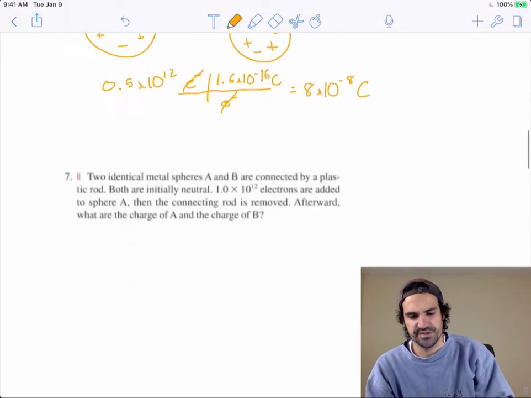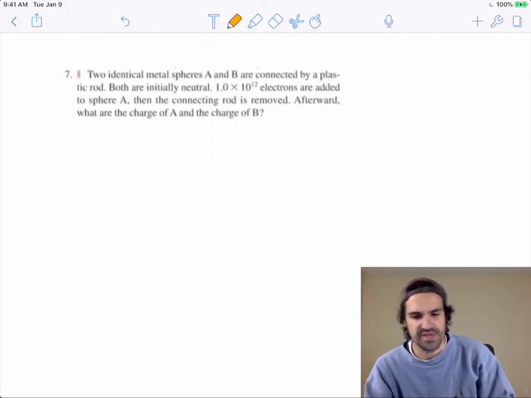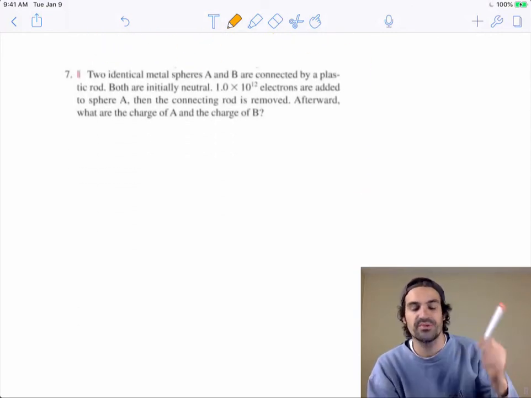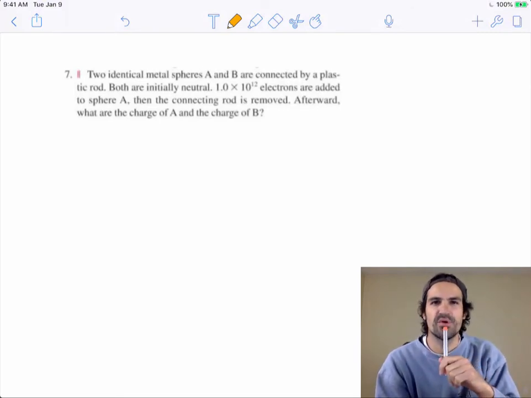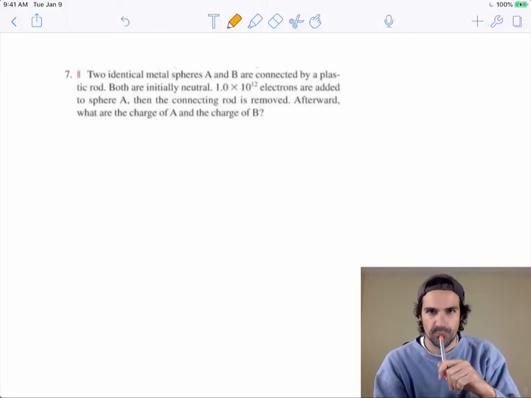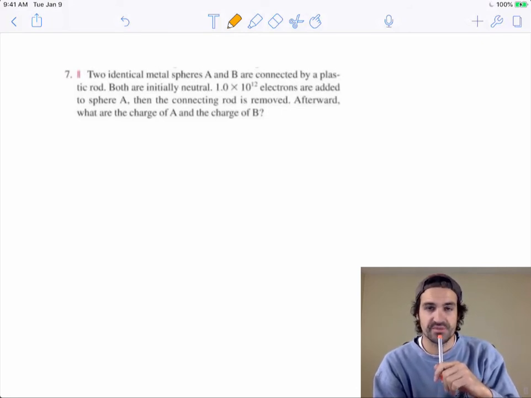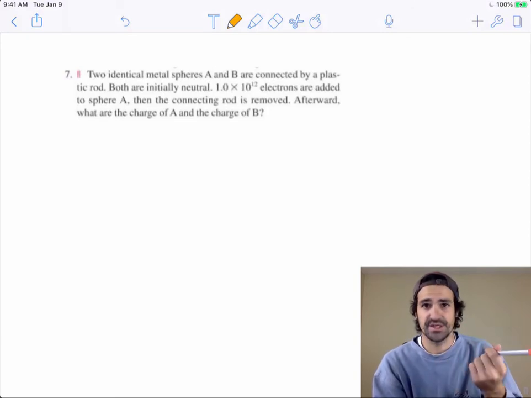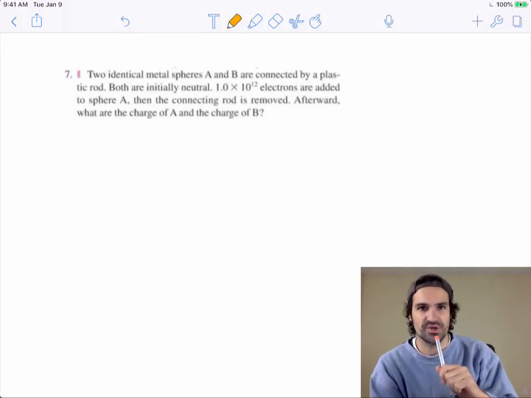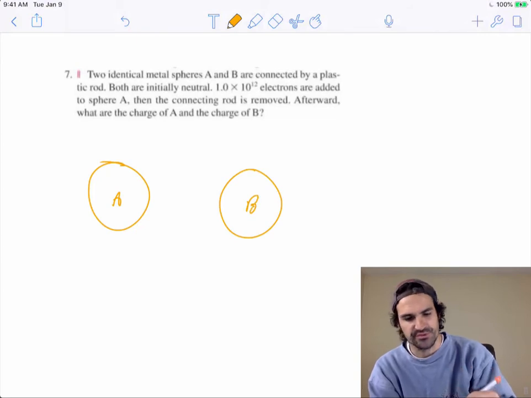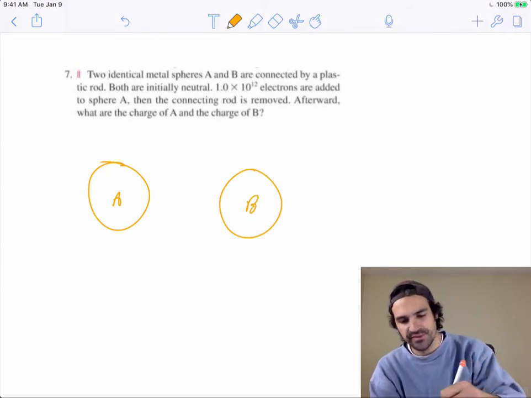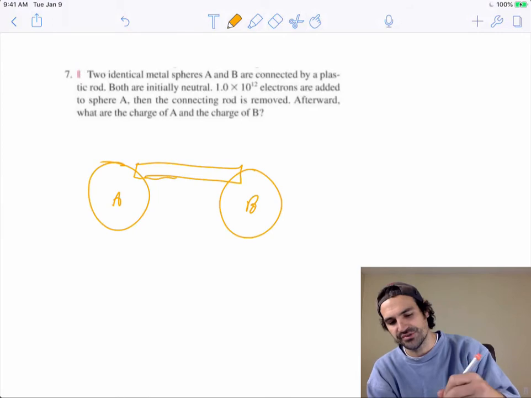So now moving on to number 7, 2 identical metal spheres A and B are connected by a plastic rod. Plastic rod is non-conducting, which means no electrons are going to transfer between A and B. Both are initially neutral, and 1.0 times 10 to the 12th electrons are added to sphere A, and the connecting rod is removed. Afterward, what are the charges of A and B? So A, B, I don't even have to draw the original electrons and protons because I've already kind of understood what this problem is doing.